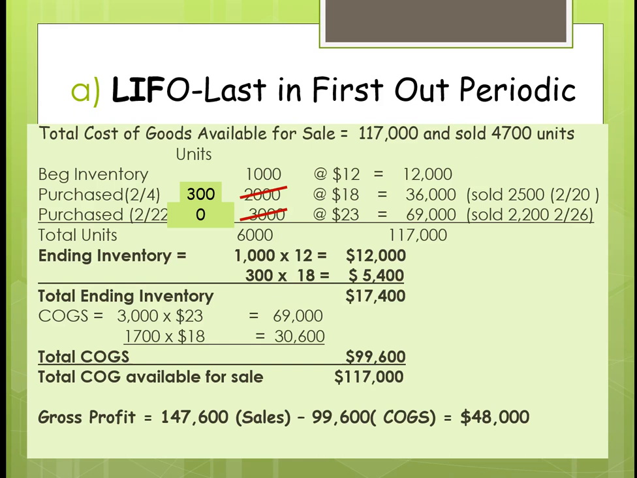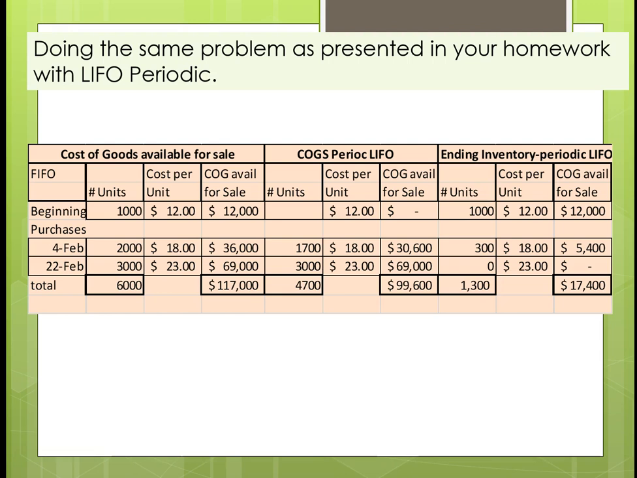And that's always true when you have rising prices. When you have rising prices, LIFO is going to give you the lowest gross profit. And that's why people like to use it for tax purposes. This is what it would look like in your homework. So take a look at this. If you notice the columns for ending inventory, they're showing you 1,000 at $12 and 300 at 18.